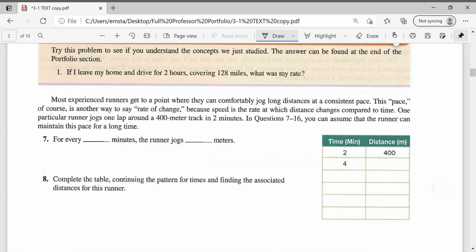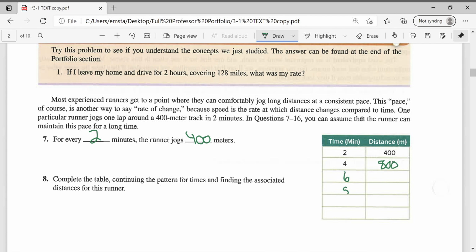So number 7 just says for every 2 minutes, they jog 400 meters. That's given in the problem. They want us to use this information to complete the table. They've filled in the first part. After 2 minutes, they've run 400 meters. After 4 minutes, we're going to add another 400 to that. 400 plus 400 is 800. They want us to continue going up by 2 minutes each.